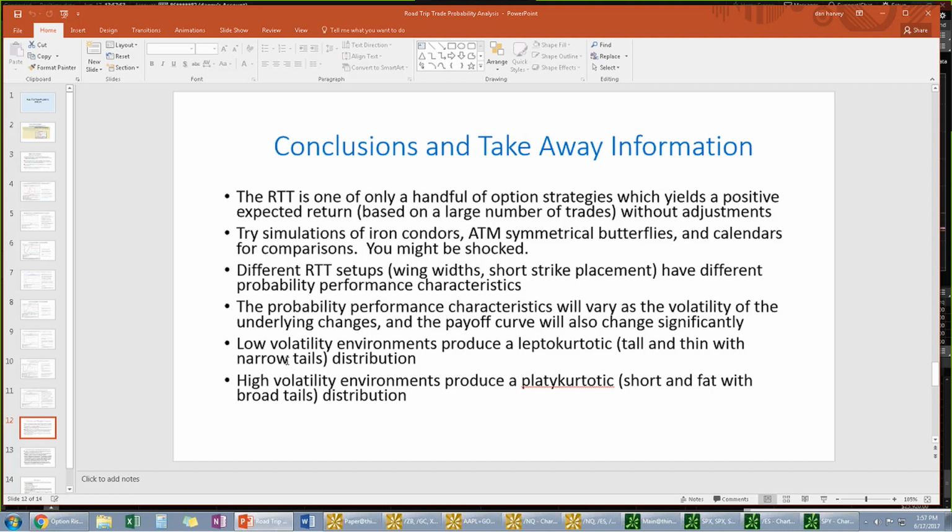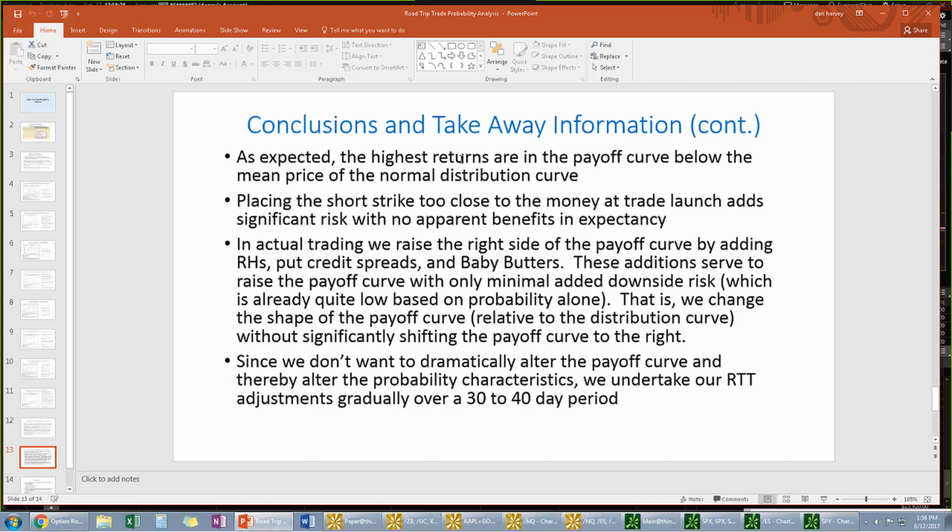So another way of saying this is when we have a low volatility environment like we do now, you're going to have a leptokurtotic type of distribution of the SPX, meaning tall and thin with narrow tails. When you have a high volatility environment, it's going to be a little more platykurtotic. It's going to be short and fat with some broad tails, but the payoff curve will be better. More of the curve is going to be sitting outside the bell curve. It'll be really sweet. So as we already know, the highest returns are sitting below the mean price of the bell curve. We expect that. That's because that's the way we set it up.